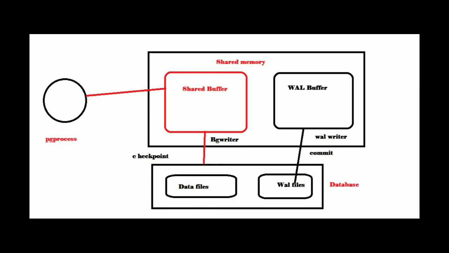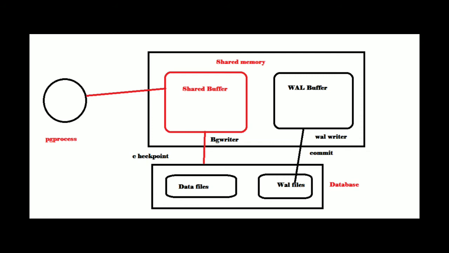Let us assume the user is going to perform a transaction or a DML operation. The original data would be copied into the wall buffer because data consistency is very important. Once the new values have been replaced into the shared buffer, those blocks are called dirty buffers.